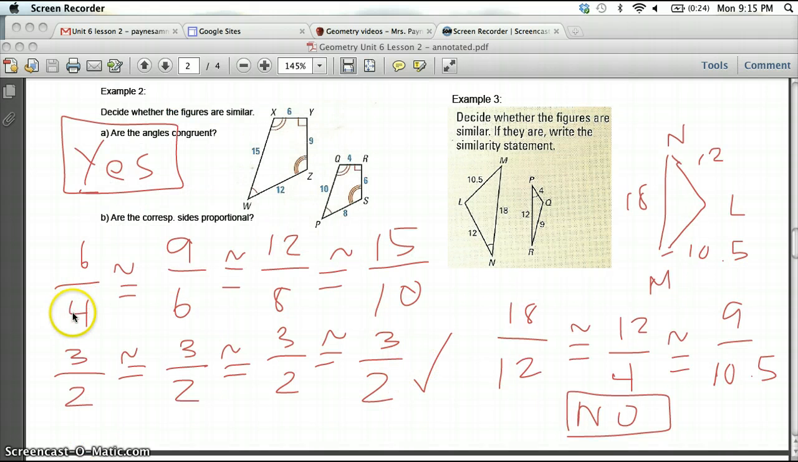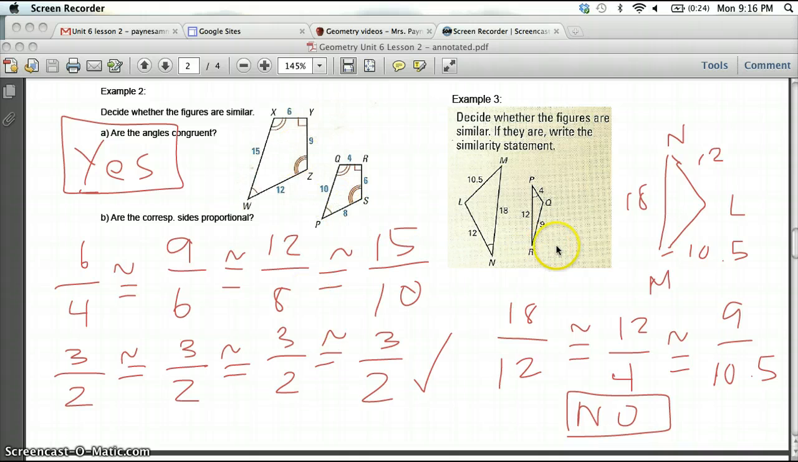So what we need to do now is reduce these. We can divide 6 by 2 and 4 by 2, which gives us 3 halves. 9 divided by 3 is 3, 6 divided by 3 is 2. We can reduce 12 and 8 to 3 halves, and 15 over 10 to 3 halves. So they all have the same proportions and all of their angles are congruent, therefore these two polygons are similar. Now remember, I did not say that their sides were congruent. I said that their proportions were congruent, and that makes these two polygons similar.